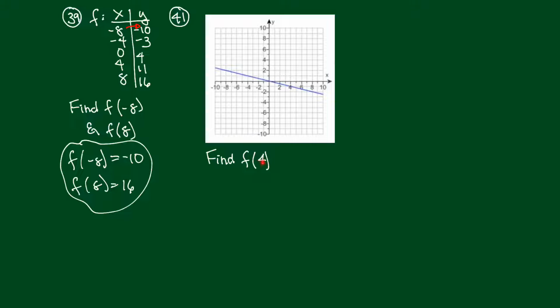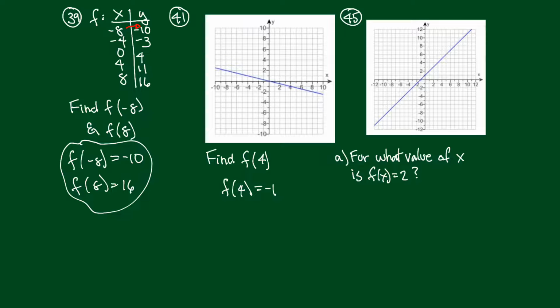So if you input 4, now the inputs are the x values, right? So come over here to the x's, look for a 4, follow it down to the graph. It looks like it's -1. So let's say then that f of 4 is -1. When the input is 4, the output is -1. So if you start at the origin, you go over to 4, this tells you go down to -1.